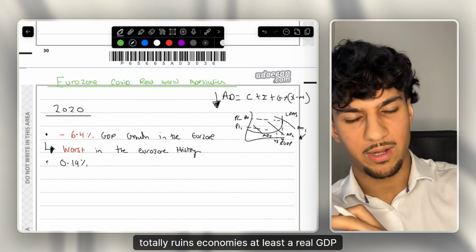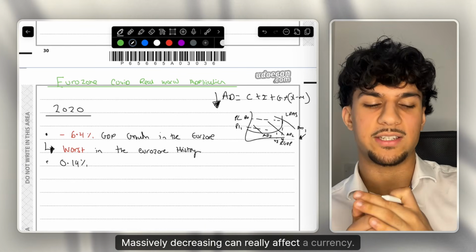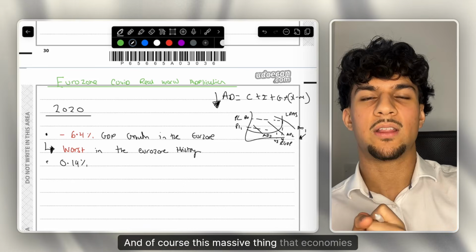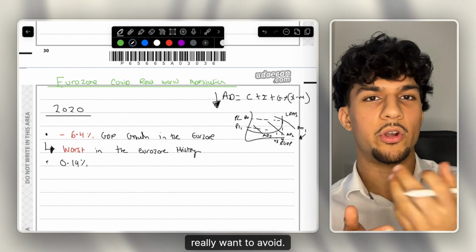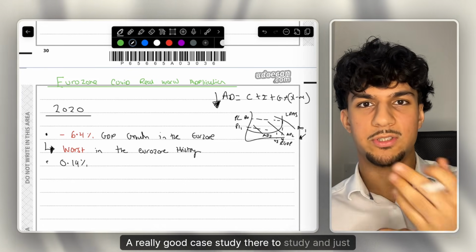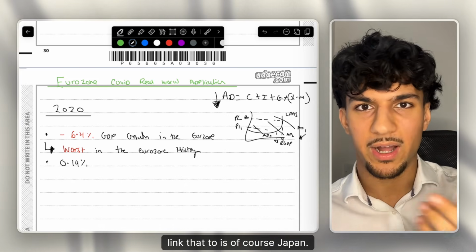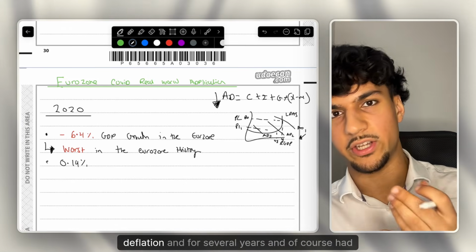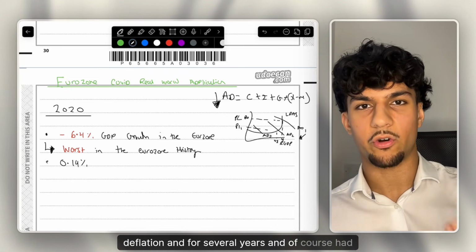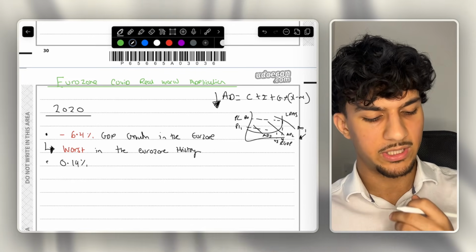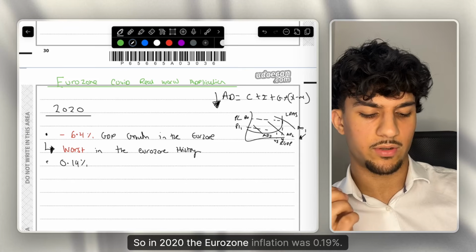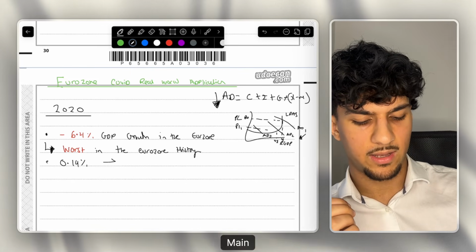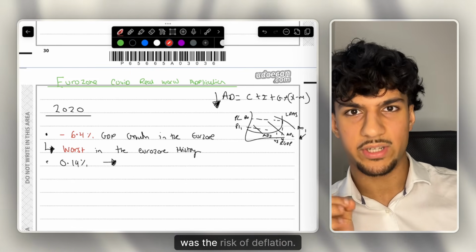It leads to real GDP massively decreasing, can really affect a currency, and of course it is a massive thing that economies really want to avoid. A really good case study to link that to is of course Japan, where we call it the lost decade, where essentially they were fighting with deflation for several years, and it had massive negative effects on their economy. But yeah, so in 2020, the Eurozone inflation was 0.19%. Main headline point there was the risk of deflation.